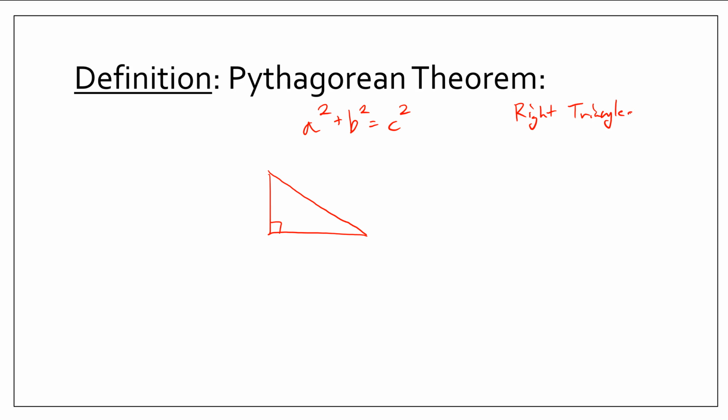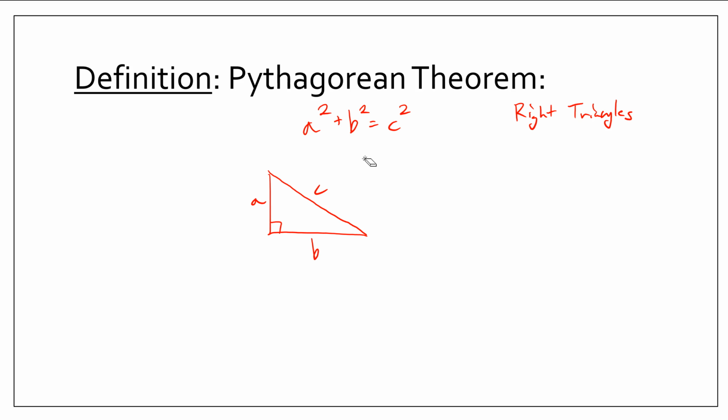And what the Pythagorean theorem says is, if I take this side and square it, and then add it to this side and square it, I'm going to get this side and square it. And it seems simple, but it's actually kind of really amazing. Literally every single right triangle, no matter how big or small or what its shape, as long as it has a right angle, its sides are going to do this.